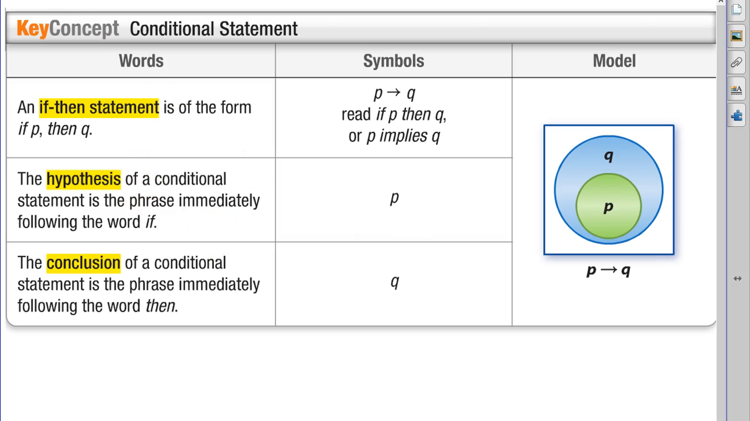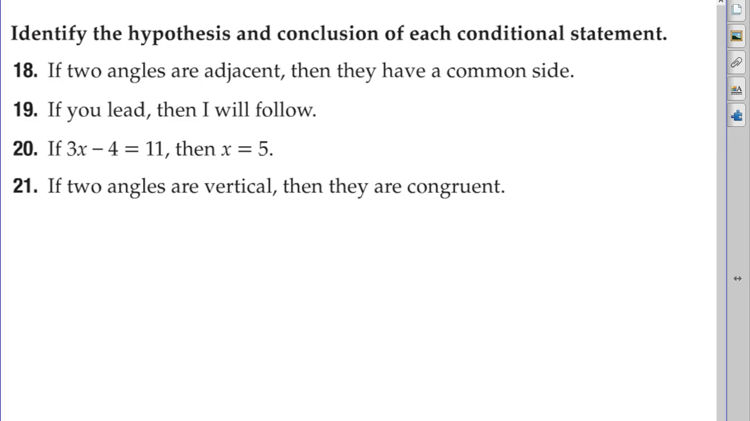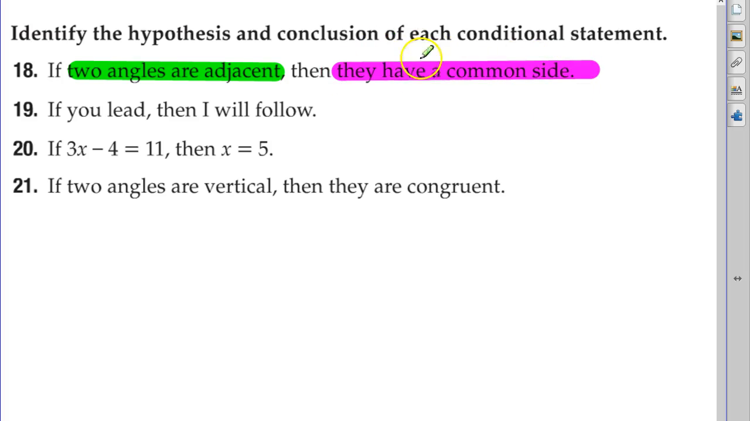So again, if-then statements, related conditionals, logically equivalent. A conditional and its contrapositive are logically equivalent. That means they have the same truth. And the converse and the inverse are logically equivalent. So in class, we went through and did some more of these. Hypothesis and conclusion. I'll just highlight the hypothesis in green. Hypothesis: two angles are adjacent, then they have a common side. That's the conclusion. If you lead, that's the hypothesis, then I will follow, conclusion. Okay.